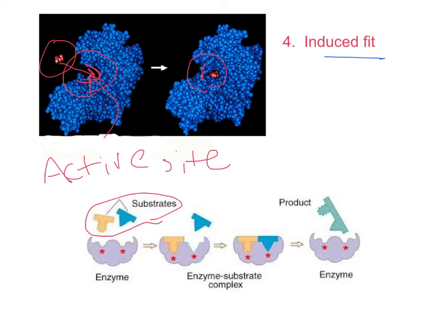You can see that down here at the bottom. Here are my active sites, marked by these stars, these asterisks down here at the bottom. This active site is loosely the shape of this first substrate that's headed in there. As that substrate heads in, the enzyme changes its conformation to fit around the substrate better. So now I get this nice tight fit around my enzyme with my enzyme-substrate complex.